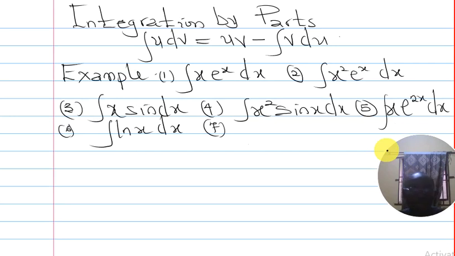So this one is integration by parts, okay? It's different from integration by substitution. Now let me start with question number one by one. Now we have the integral of x e raised to power x, okay? Before you can apply integration by parts, you have to note this thing here.